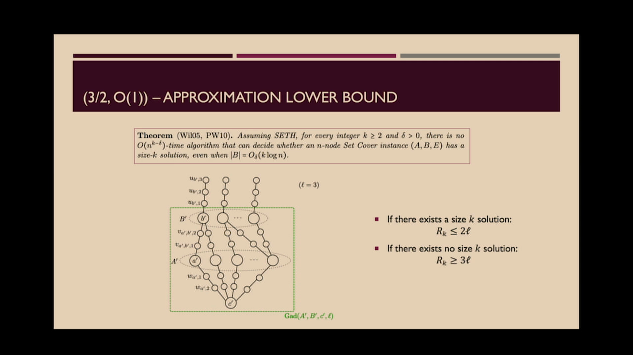And on the other hand, if there doesn't exist a size K solution to our set cover, we'll say that the K-center radius is at least 3L. So we can show this in the contrapositive. If the K-center radius was strictly less than 3L, then we have K points in the graph that cover everything in distance less than 3L. So for each one of these points in our centers, we'll take the closest point in A. So if it's anything that's originally in A or in one of these paths, then there's a unique choice of which point in A to take.